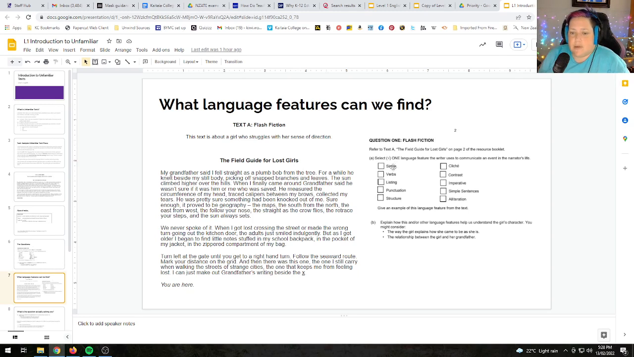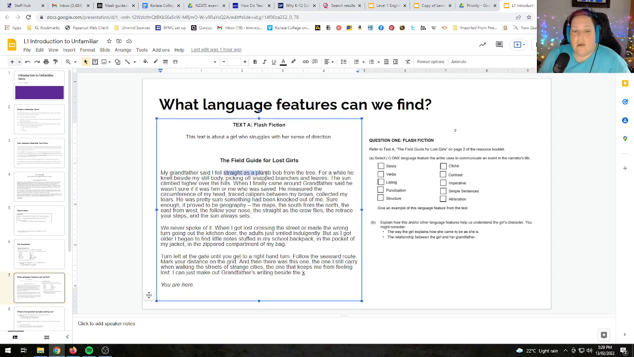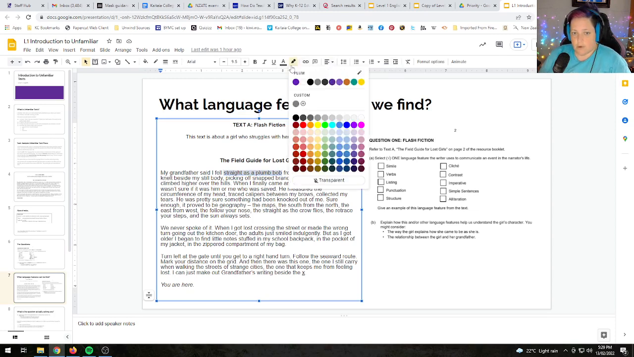So, simile. We know what a simile is, right? It's using like or as to make a comparison. And there is one in that very first sentence. So, my grandfather said I fell straight as a plumb bob from the tree. Straight as a plumb bob, right in there. That's a simile. So we could highlight that.